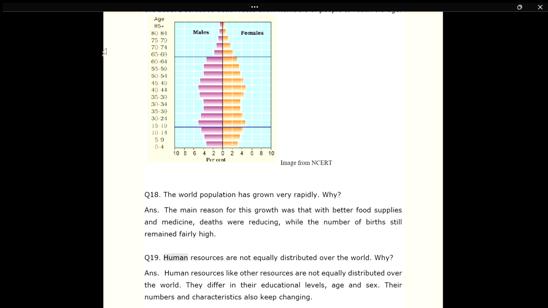Q19. Human resources are not equally distributed over the world. Why? Ans. Human resources like other resources are not equally distributed over the world. They differ in their educational levels, age and sex. Their numbers and characteristics also keep changing.